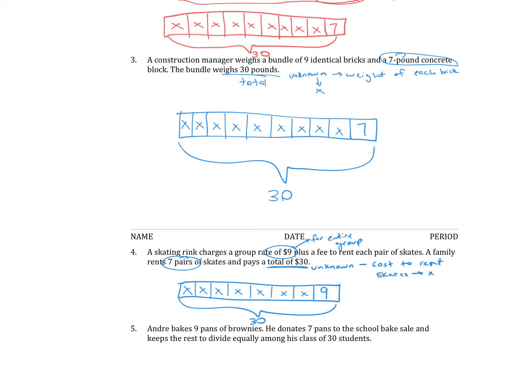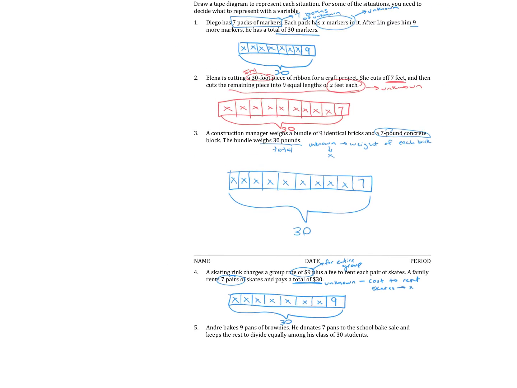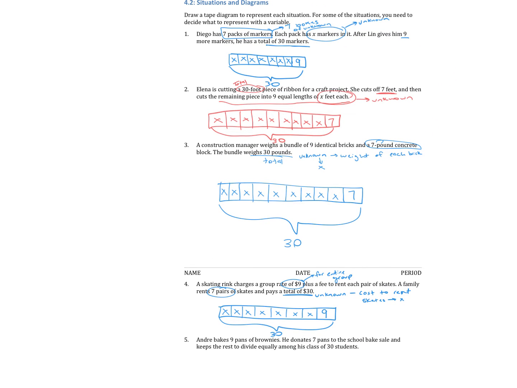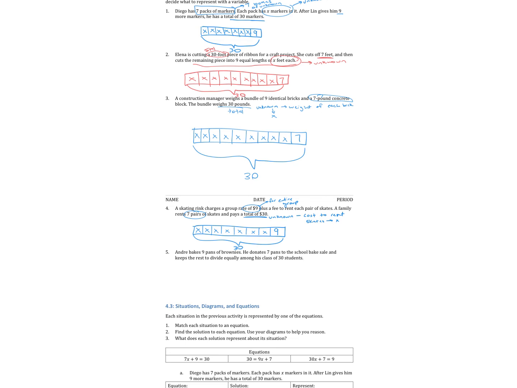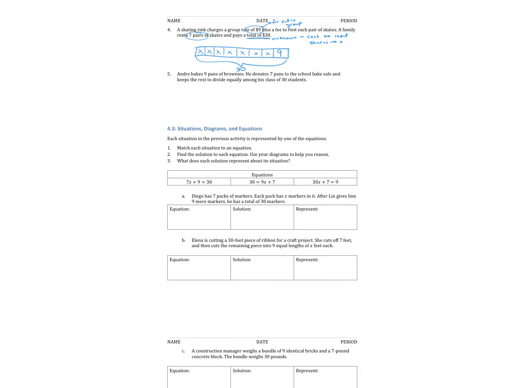Also, you may have noticed that some of the situations had the same diagram. If we were just looking at the situations, hopefully you picked up on that earlier. So you're looking at the situations that have the same equal number of parts, the same amount for unequal parts, maybe the same amount for the total, the same number of unknowns, and things like that. So that's it for this activity. Let's move on to the next one.